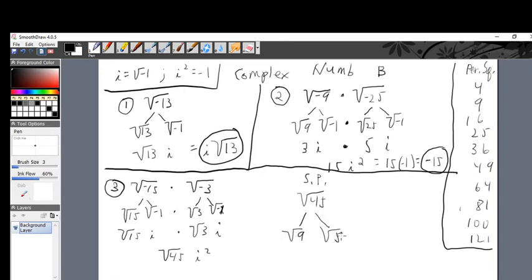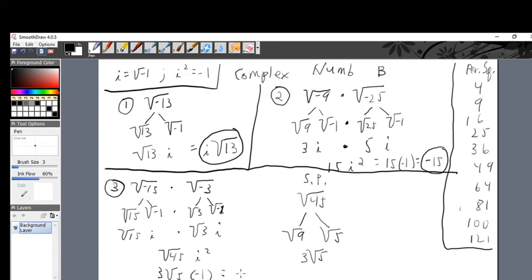9 times 5. So the square root of 9 times the square root of 5 is equal to the square root of 45. The square root of 9 is 3. And now we've simplified it. So what's really going on over here? We have 3 times the square root of 5 times what? Times negative 1, because i squared is up there, negative 1.